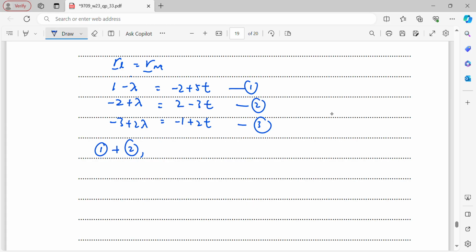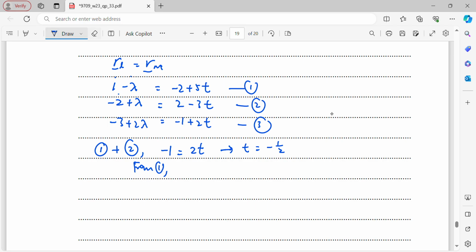Then left hand side 1 plus -2 will be -1. Then the lambda will be cancelled off: -1 plus 1 is 0. Then 5t plus -3t will be 2t. Then my t is negative half. Okay, found the t from these two equations. Now to find lambda, just use the first or second equation. We cannot use the third. So now I will use the first.